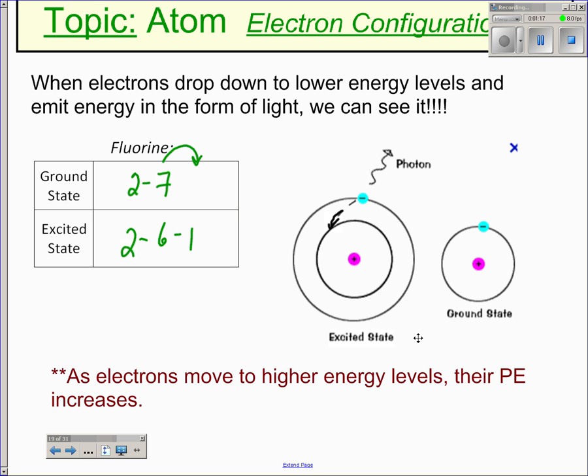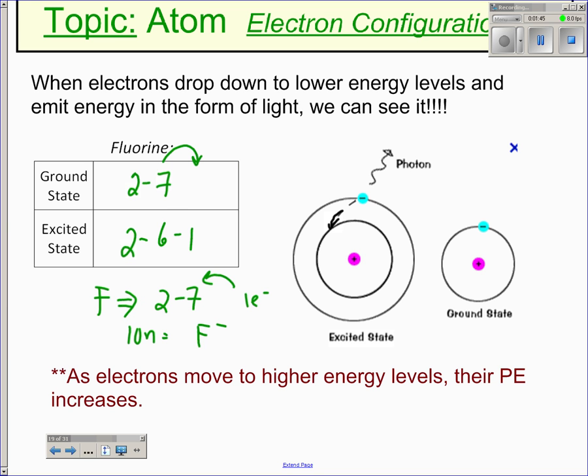Now, it's important to understand that that is different from forming an ion. When fluorine forms an ion, the electron configuration changes from 2,7 to 2,8. The fluorine atom gains an electron. When it gains an electron, it becomes an ion that has a negative charge. So charged is different than excited state.